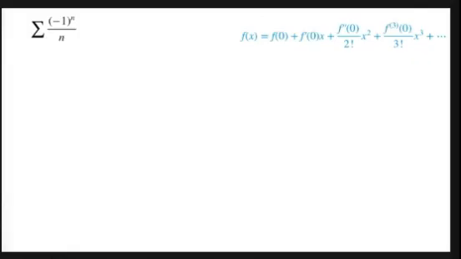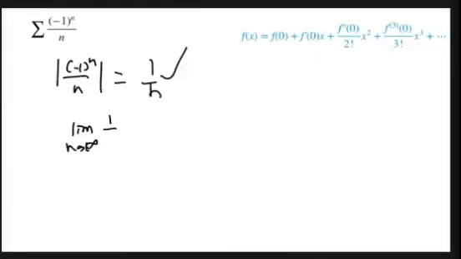Okay, because of the alternating series, the signs switch back and forth. To test convergence, we use the alternating series test. That test says an alternating series converges if the absolute value of the terms decreases and the terms go to 0. Here, the absolute value of this term is 1 over n. And yes, 1 over n decreases as n gets larger. Also, we can test the limit. The limit as n goes to infinity of 1 over n is 0. So both conditions are satisfied. This means that the series converges.